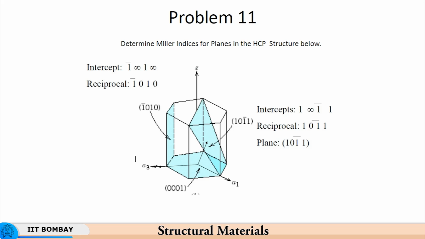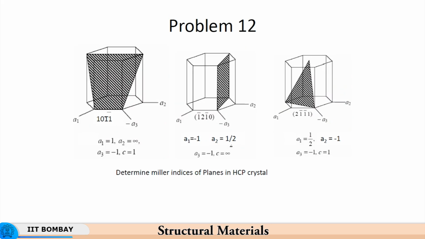Now, one thing to be checked is that the third index should be the negative of the sum of the first two indices. So, that is what we see here also. This is 1 plus 0 and the third index is -1, right. So, that check has to be made, so that you can also be sure that your indices are correctly determined.